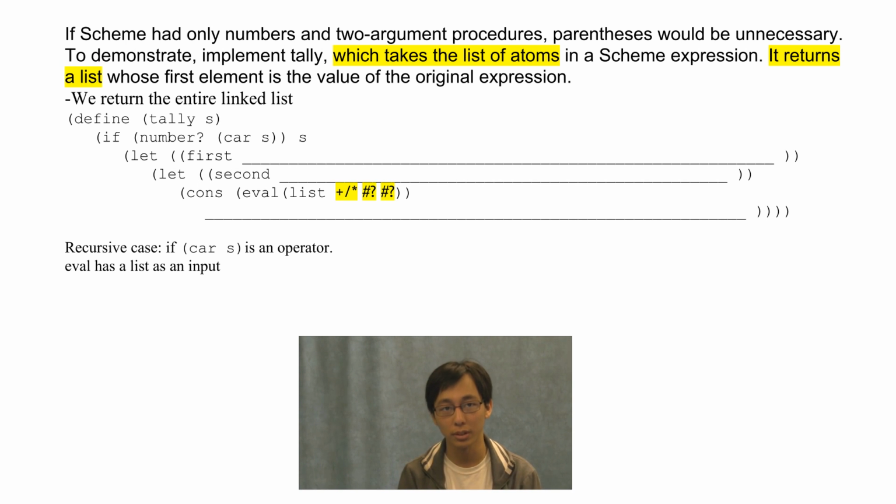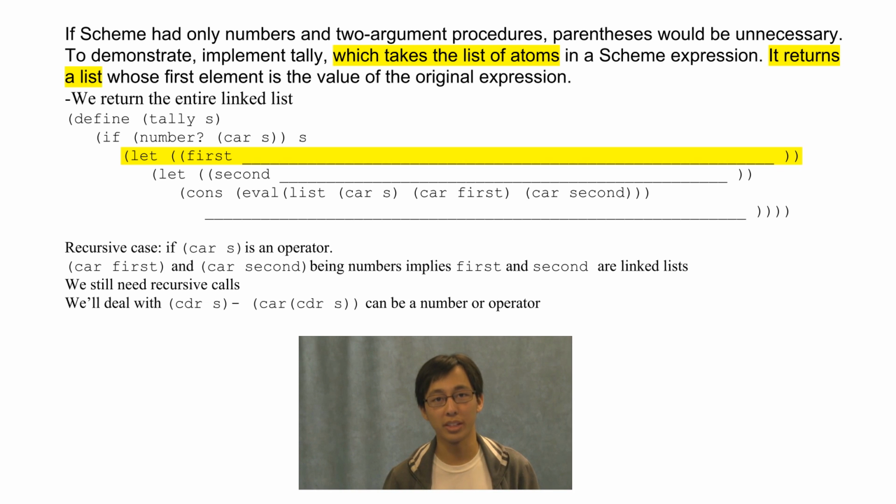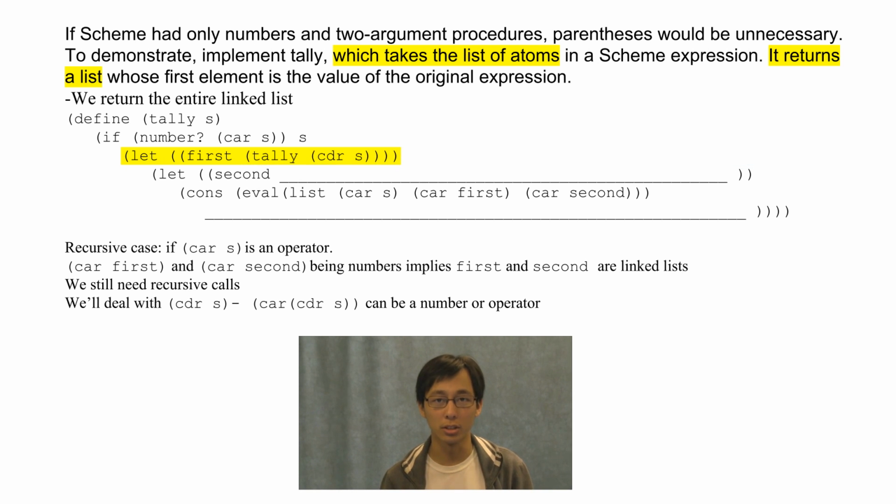Let's look at some other spots of our code. Let's look at this code here. Car of first and car of second we said are numbers, but this also implies that first and second are linked lists. Let's try and figure out what first and second are, and also let's remember that we haven't made any recursive calls yet, and since this is the recursive case, we'll be dealing with the cdr of s. The car of the cdr of s can be two things, an operator or a number. We need a way to deal with both operators and numbers. This should be a hint to call tally on cdr of s, and this will properly evaluate the cdr of s, regardless of whatever it is, so that the car of first here will be correct.